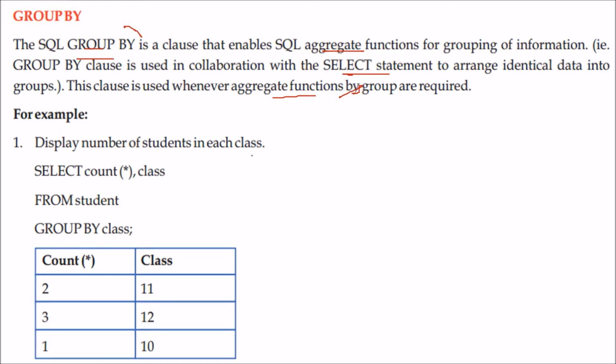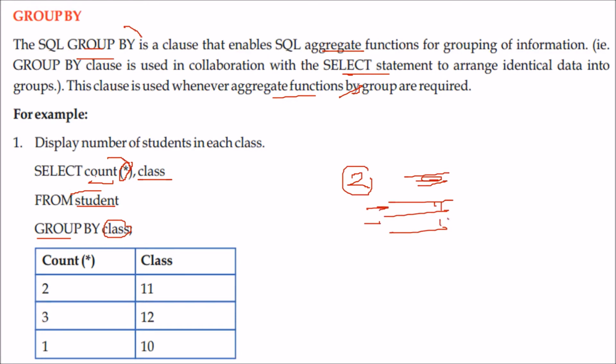Display the number of students in each class. So what you will do here is select count. This will count the number of rows. So select count, comma class from student. If you have a student table, it will first count the rows, and you want to group it by class. The table has two rows having this class as 11. So this 2 will come. Count is 2, class is 11.